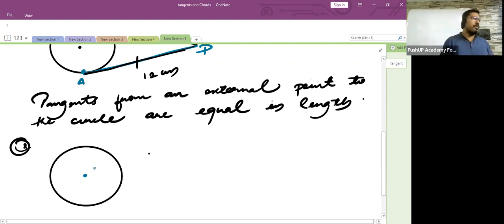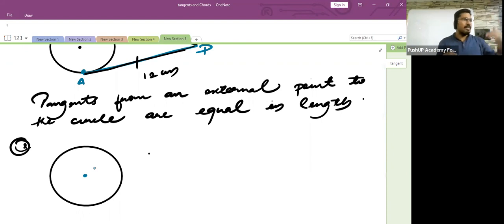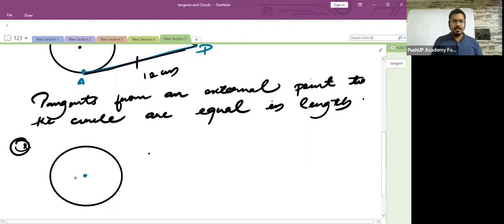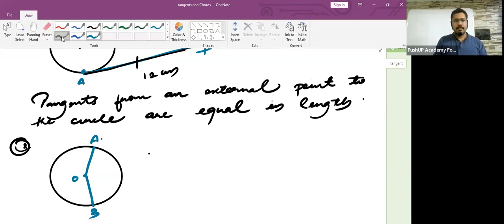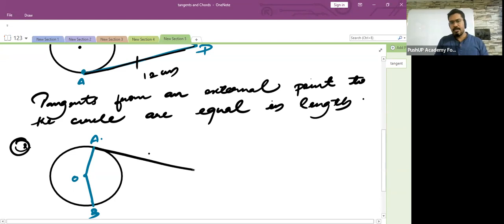The third property which we are going to learn is a combination of the first and the second property. So what I'll do is draw the radii OA and OB. Then I'll draw the tangent from P to A and the tangent from P to B. Kindly make a note of this.